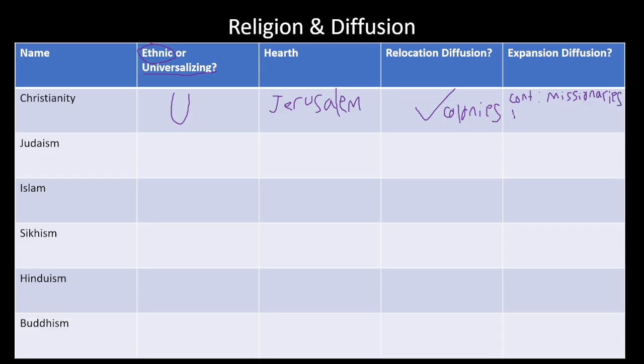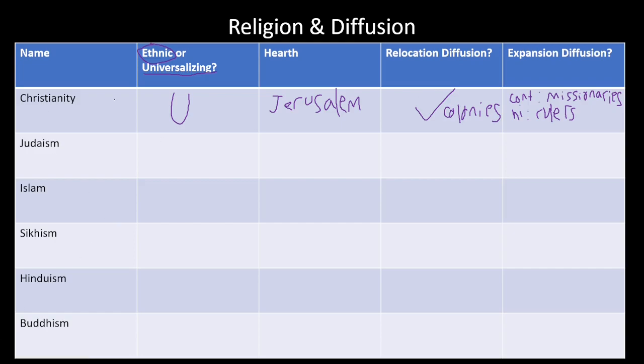And then we have hierarchical diffusion. And this is gonna be through rulers, especially during the Roman Empire, they really enforced Christianity. Rulers, there we go. So that's Christianity. So missionaries across the world spread Christianity, and then the rulers, primarily in Europe, required Christianity.